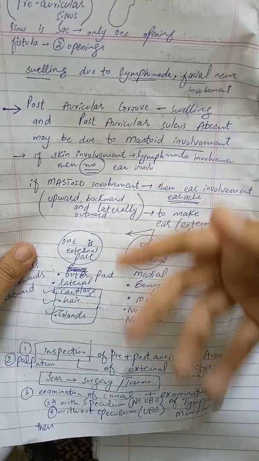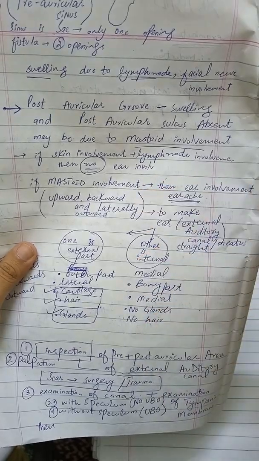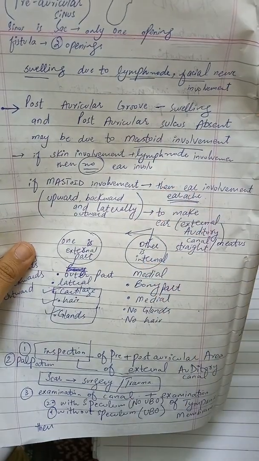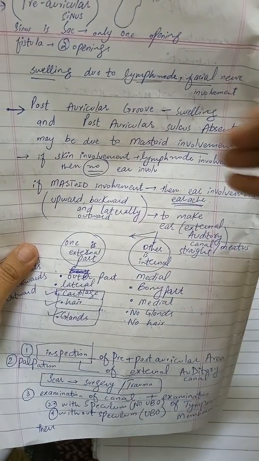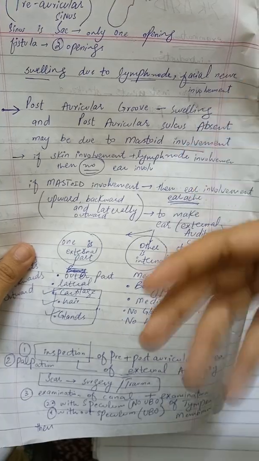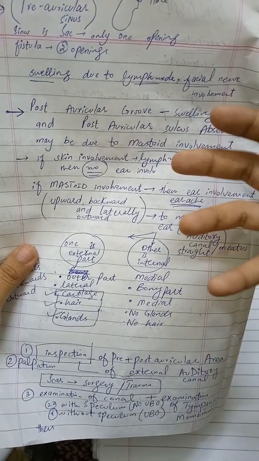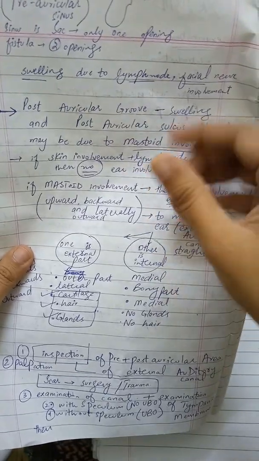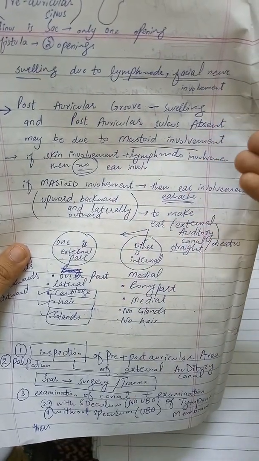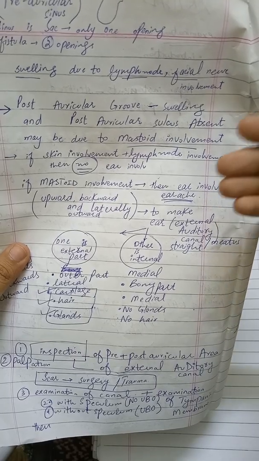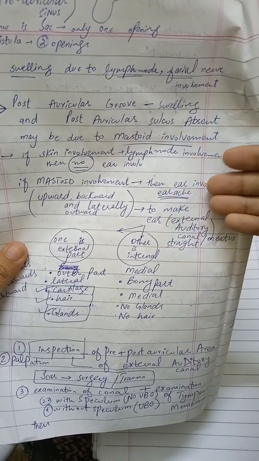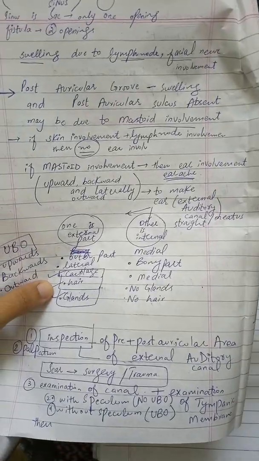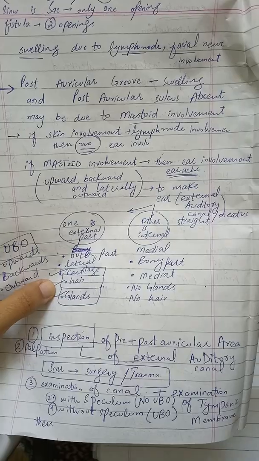How we will detect that mastoid is involved, or it is a skin problem? If skin is involved and lymph node involvement, then no symptoms related to ear, like pain in the ear or problem with the hearing, if only skin is involved. But if the mastoid is involved, then there will be the symptoms of the ear, pain in the ear, and symptoms related to the ear if the mastoid is involved.